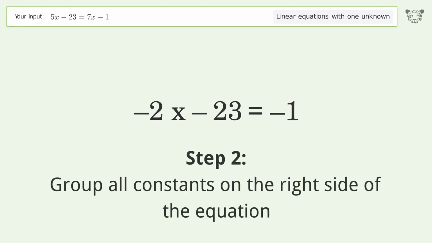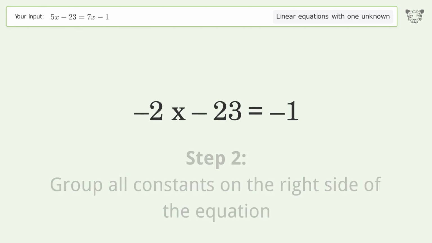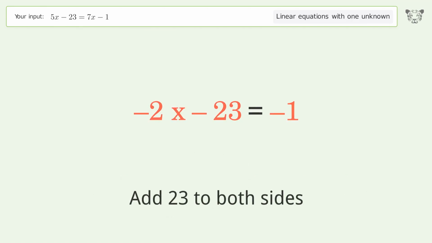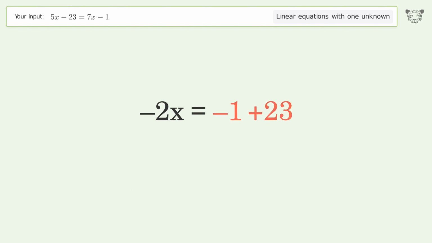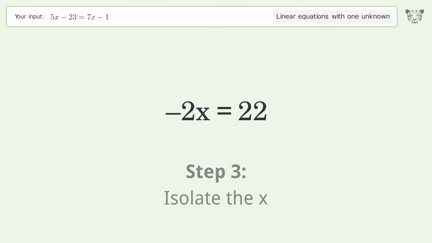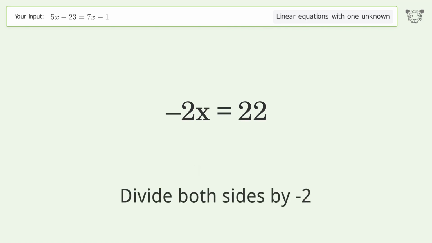Group all constants on the right side of the equation. Add 23 to both sides. Simplify the arithmetic. Isolate the x. Divide both sides by -2.